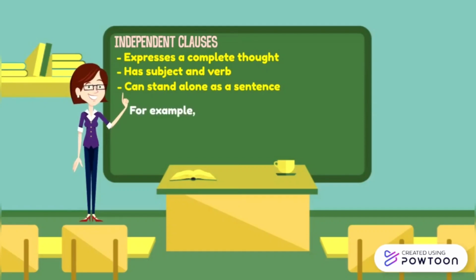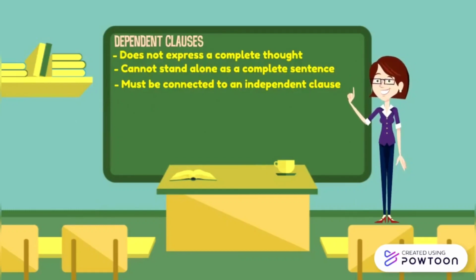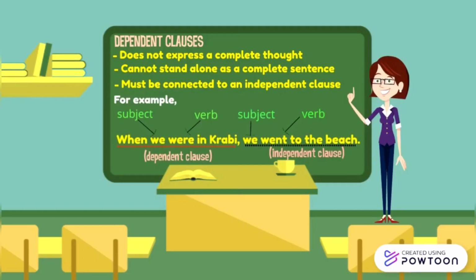For example, we went to the waterfall. In this sentence, we is the subject while went is the verb. Next is dependent clause. A dependent clause does not express a complete thought. It cannot stand alone as a sentence and must be connected to an independent clause. For example, when we were in Krabi, we went to the beach. In this sentence, when we were in Krabi is a dependent clause, while we went to the beach is an independent clause.